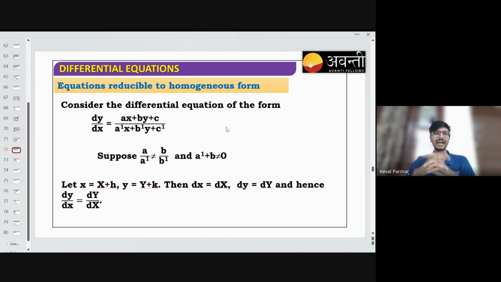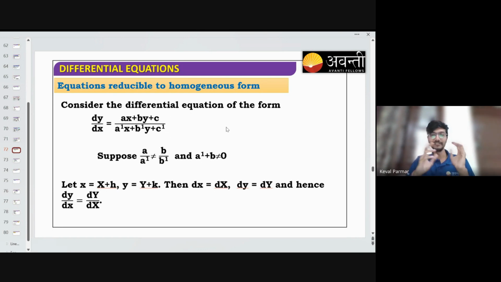Now let me tell you, I personally do not expect, or according to the past year papers of JEE Mains, personally I have not seen this type of question, which is equations reducible to homogeneous. Why? Because these are generally lengthy. They may ask in some paper. Anyways, they have also asked, but these are not their favorite questions.